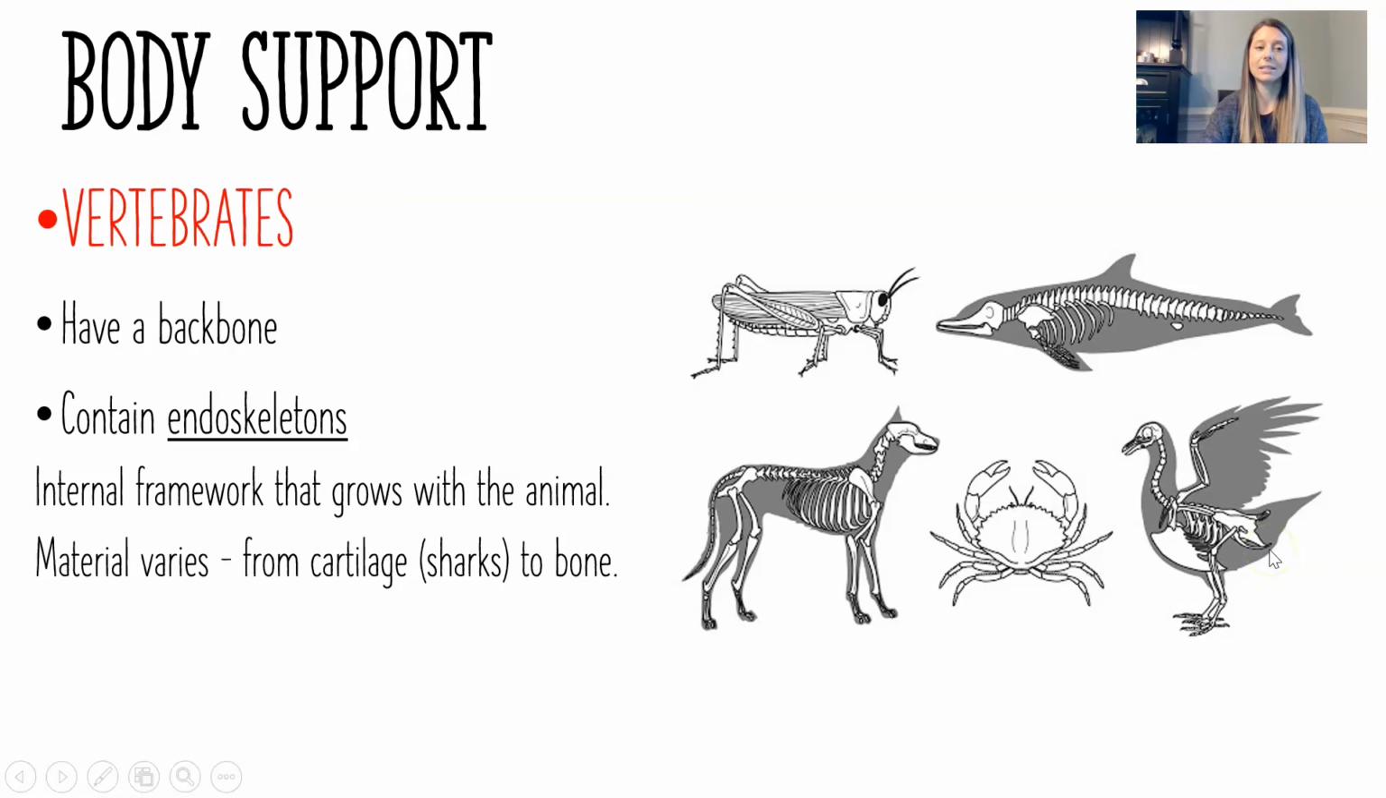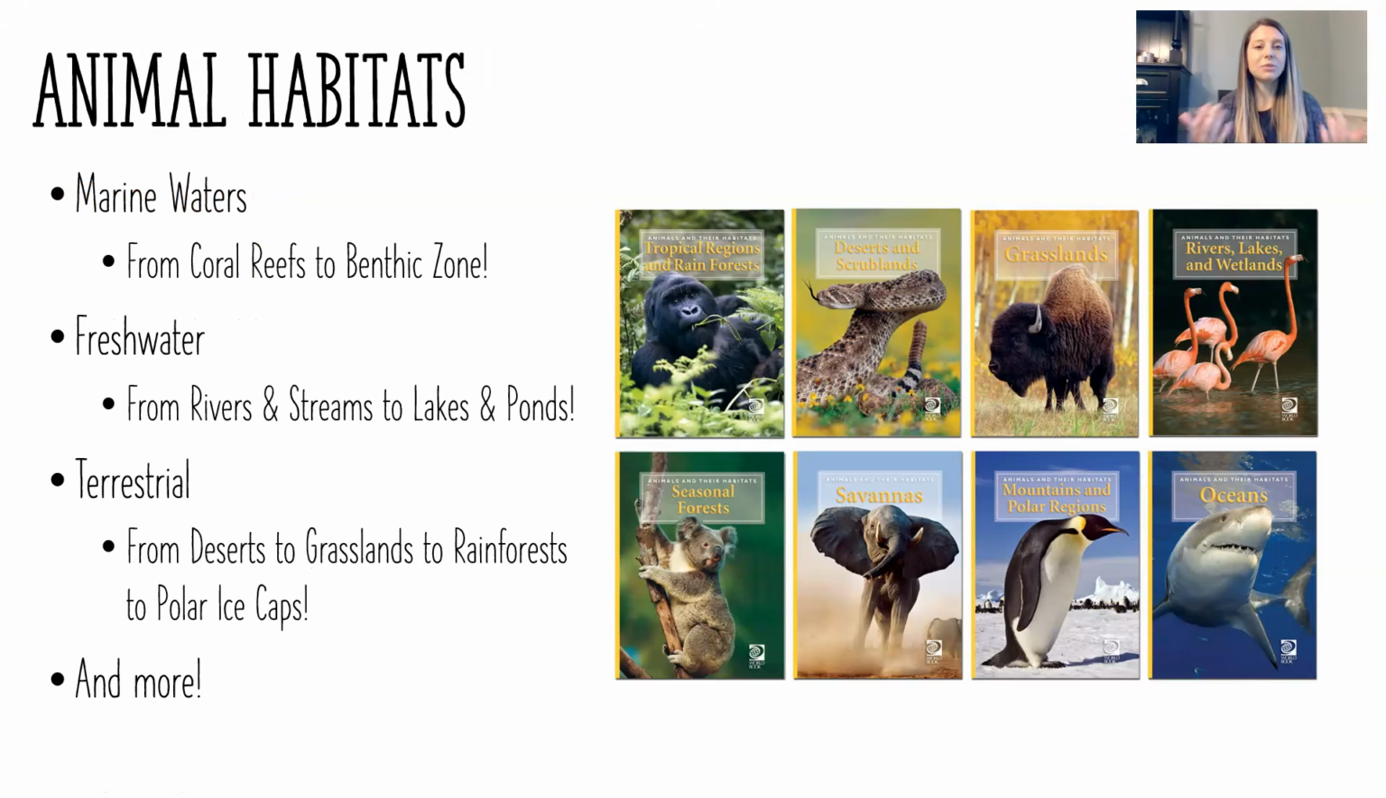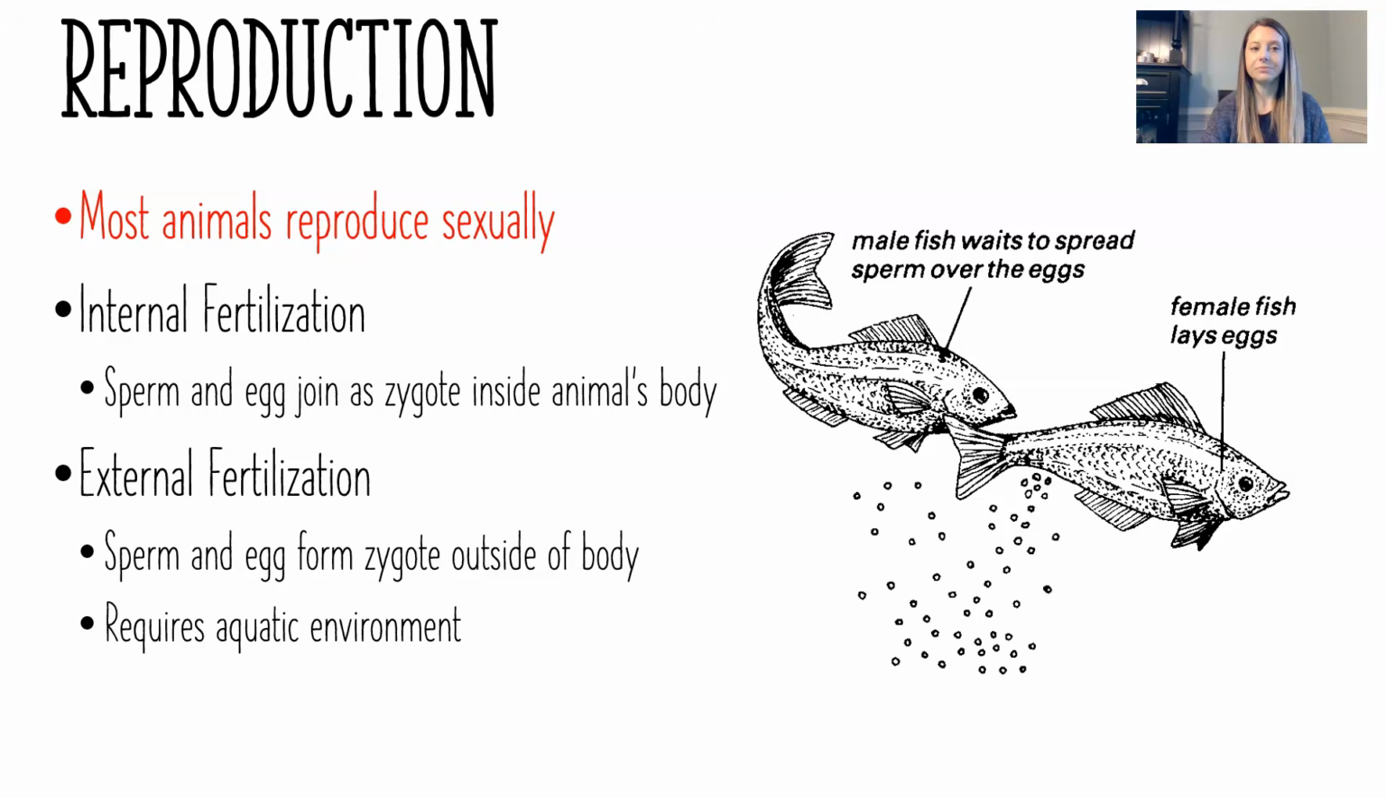Now, animals can be found all over the earth. Anywhere capable of supporting life, you're going to find animals there. So everything from marine waters, from coral reefs to the benthic zone, to fresh water from rivers and streams to lakes and ponds, to land, right? Our terrestrial ecosystems, from deserts to grasslands to rainforests to polar ice caps. You're going to find animals in all of those places.